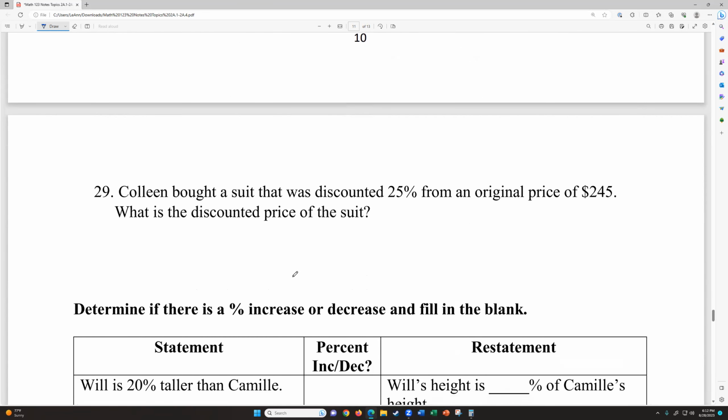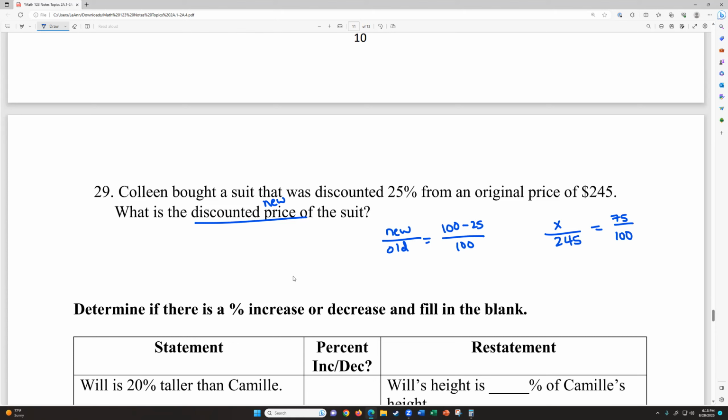All right, so let's do one together. Colleen bought a suit that was discounted 25% from the original price of $245. What is the discounted price? So again, the new finished price after they've already taken off the discount. I'm going to do this one using a proportion. We're going to ask for the new price over the old equals, since this is a discount, 1 minus 25 over 100. We don't know the new price. The original price, or old price, was $245. 100 minus 25% is going to be 75 over 100.